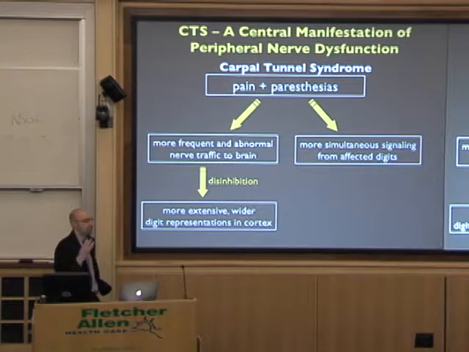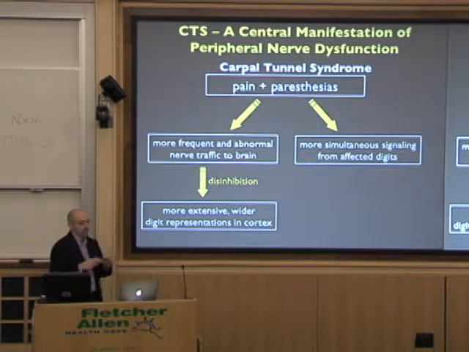The paresthesias, the dysesthesias in carpal tunnel syndrome are diffuse, meaning the patients feel this tingling diffuse over the parts of the hand that are innervated by the median nerve, the first through the fourth digits. And because these paresthesias are diffuse, it's more simultaneous signaling from the affected digits.